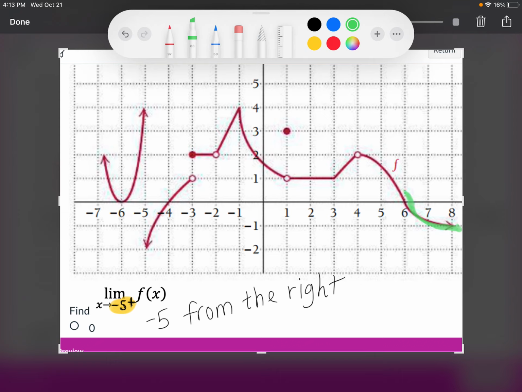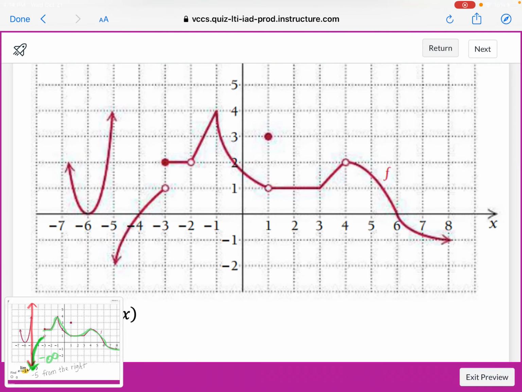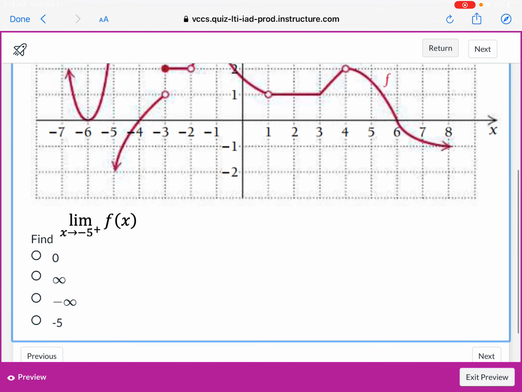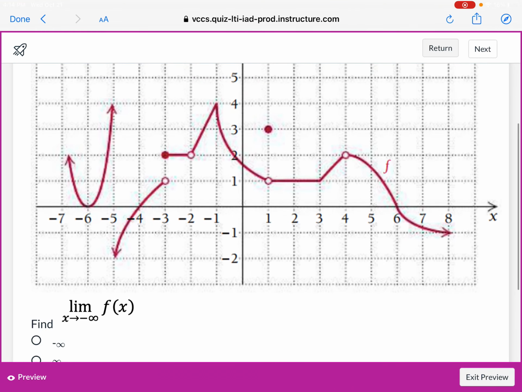I'm sorry, that is not 5. That is -5. So I gotta keep on going to the negative. I'm trying to go to -5. And, oh, I see where -5 is. -5 is where we have that vertical asymptote. And as I'm going to -5 from the right side, guess where I'm going? I'm going down to negative infinity. Do you see how the graph is going down as we are trying to reach -5 from the right side? So the answer is going to be negative infinity. Next.